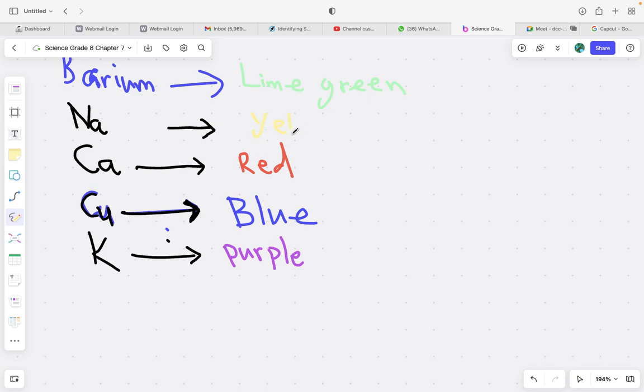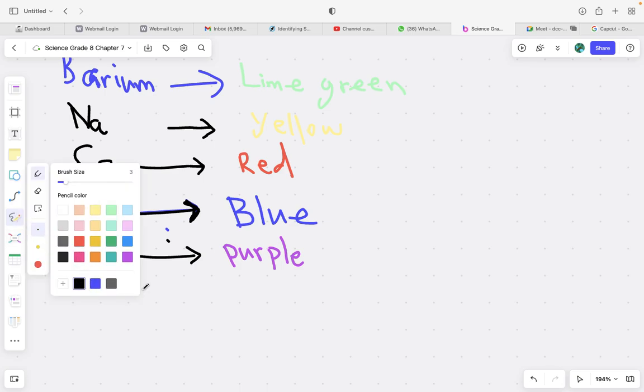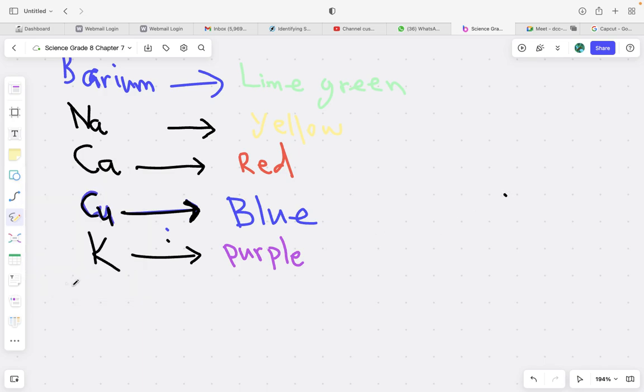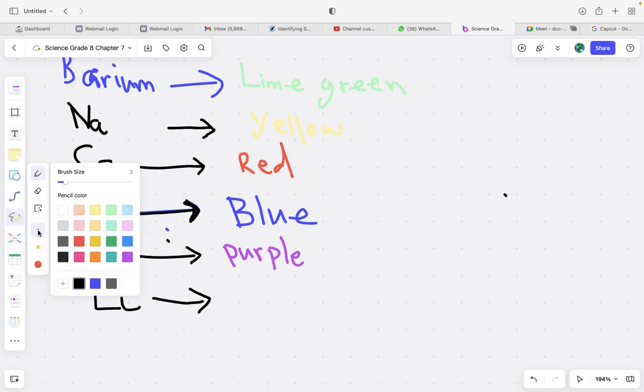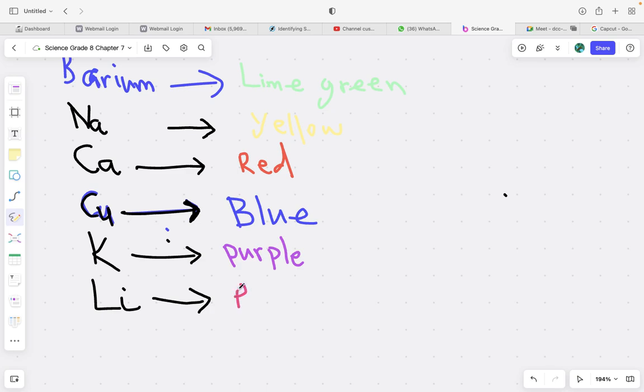Then which other metal do we have there? We have lithium. Lithium is Li, right? Yes. What's the color? It is pink. This one is purple. Okay, pink color.